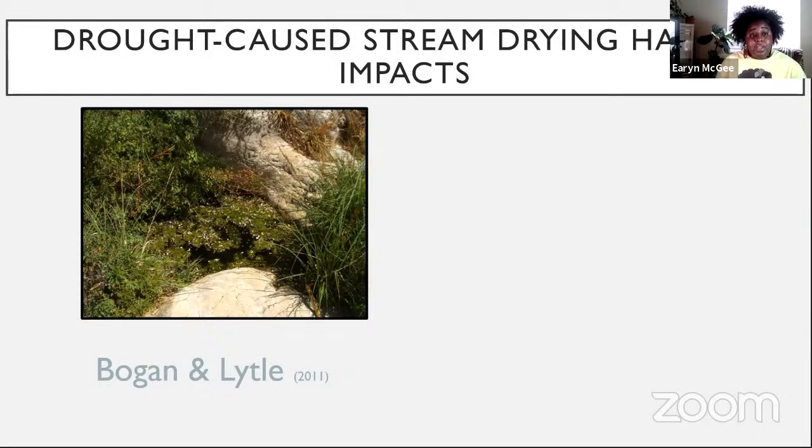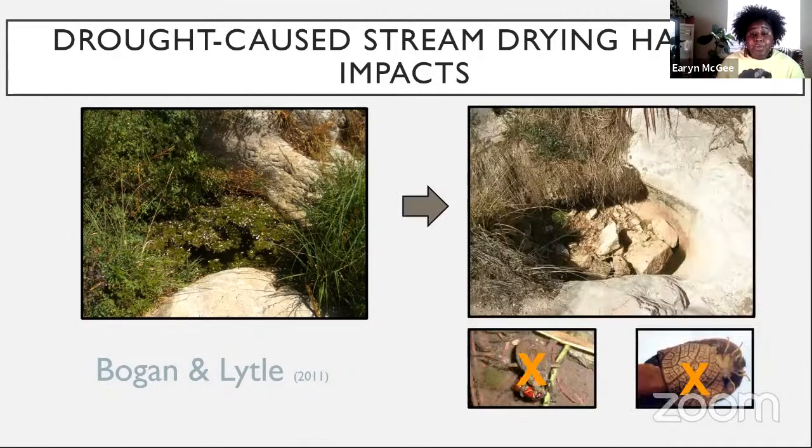So here on the left, you see a pool that is very lush and green, and under the surface are probably a lot of aquatic insects. However, when we have stream drying, all that green goes away, and then we also lose our aquatic insects from that system.